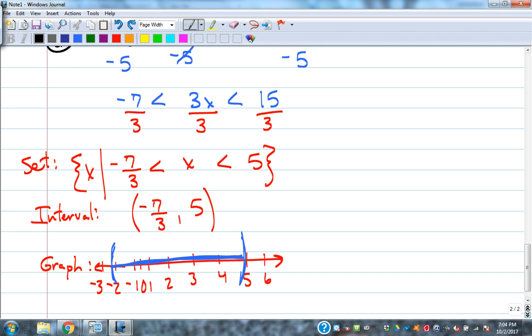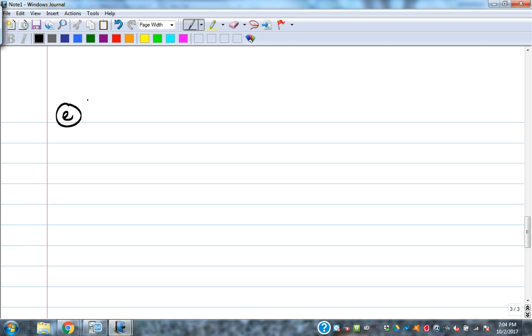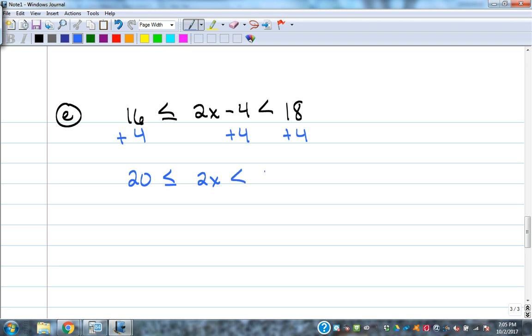Let's do another. 16 is less than or equal to 2x minus 4 is less than 18. The inequality symbols don't always have to be exactly the same. Notice here we got one that's an equal to mark and one that's not. They don't have to always be the same. What's our first step? Add 4. So add 4 on every section. 20, there's 2x, there's 22.